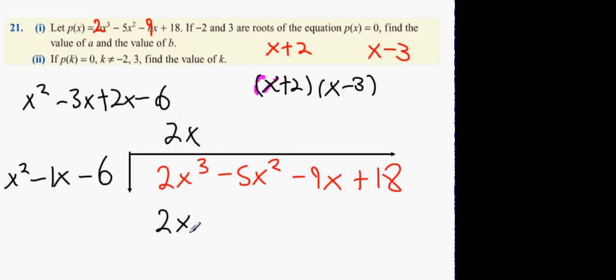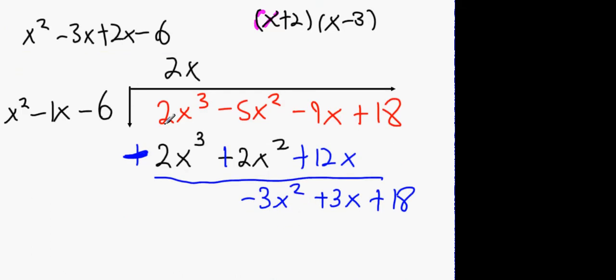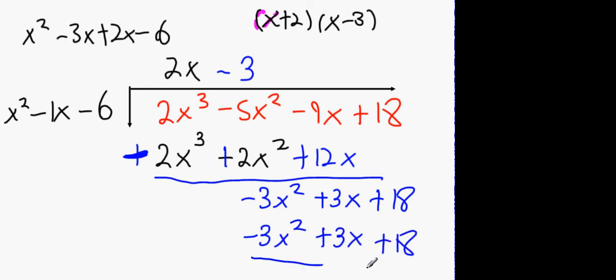2x goes, 2x cubed minus 2x squared, change the sign. Oh, sorry, the minus 6 as well goes to minus 12x, change the sign. Minus, plus, and plus. And what we get is minus 3x squared plus 3x plus 18. Finally, it divides in minus 3 times. Get minus 3x squared plus 3x plus 18. Change the sign again. And I'm going to get a plus, minus, and minus.